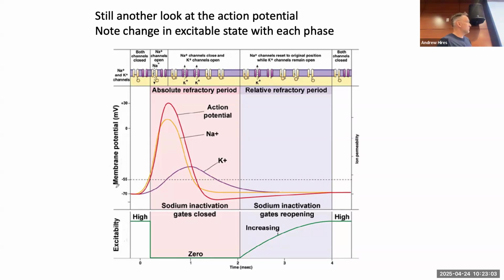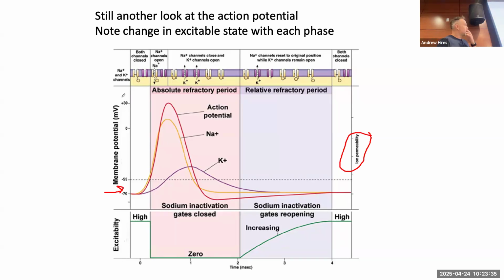Here is the membrane potential in red. And in gold and in purple here, these are the Lakers colors, we have the changes in ion permeability, specific to potassium and to sodium. And then down here, we have how excitable the neuron is. How easy is it for it to fire an action potential?